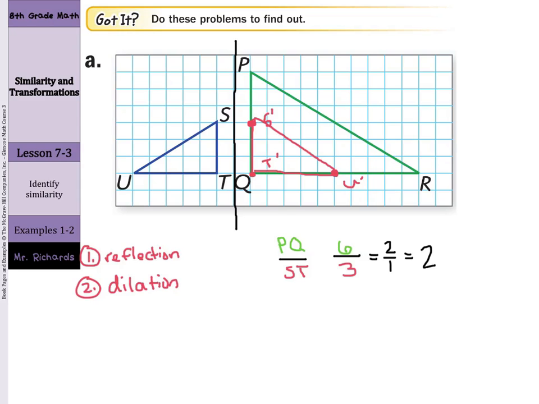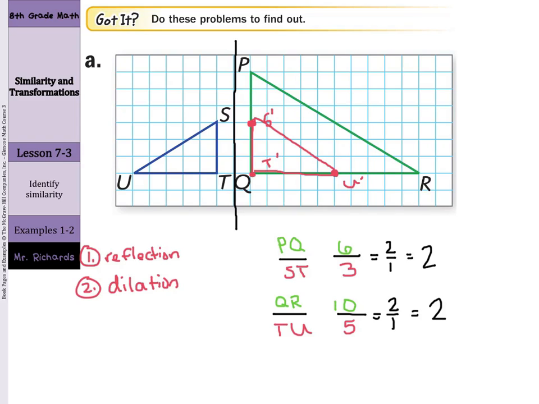Now what about our QR? And if we compare that to TU. Well, QR is 1, 2, 3, 4, 5, 6, 7, 8, 9, 10 units long, compared to TU is 1, 2, 3, 4, 5 units long. And that once again simplifies into 2 over 1, which is just 2.